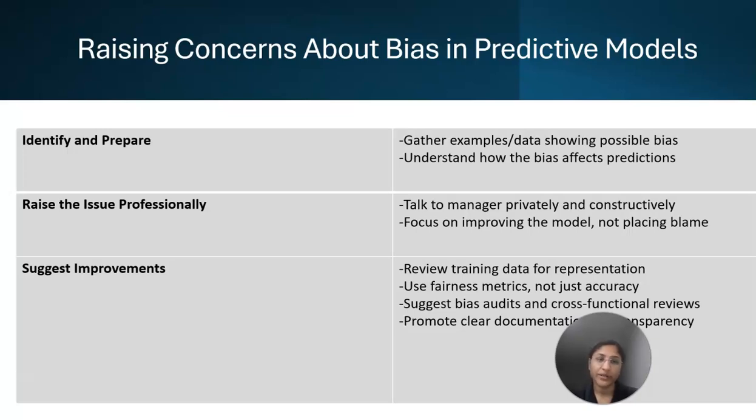The second point would be to raise the issue professionally by scheduling a private conversation with my manager and focusing on constructive feedback and a goal of improving the model's fairness. Third would be to suggest improvements, like reviewing the training data for representation, using fairness metrics, not just accuracy, suggesting bias audits and cross functional reviews, and promoting clear documentation for transparency.